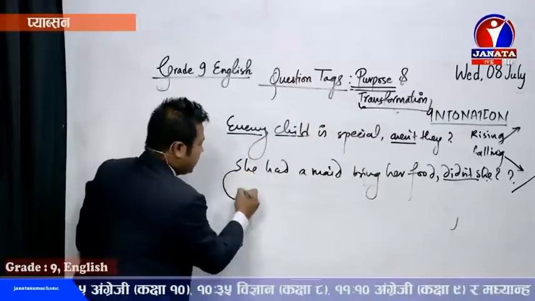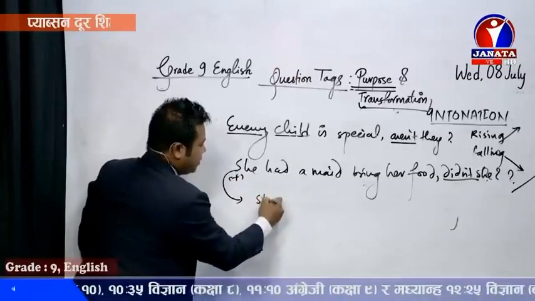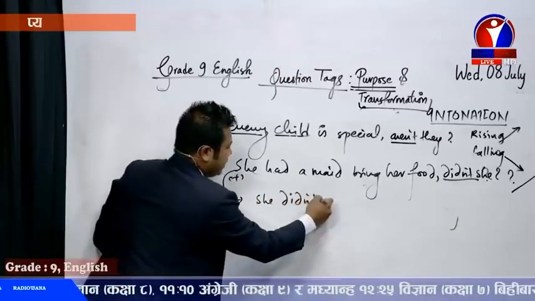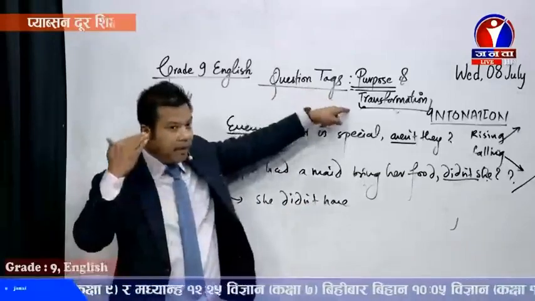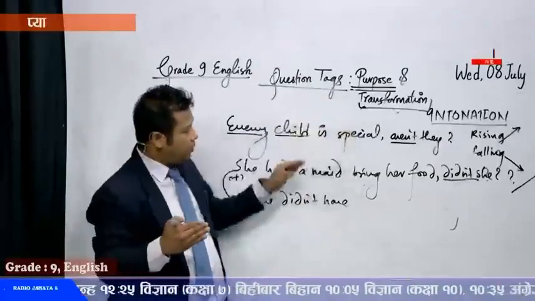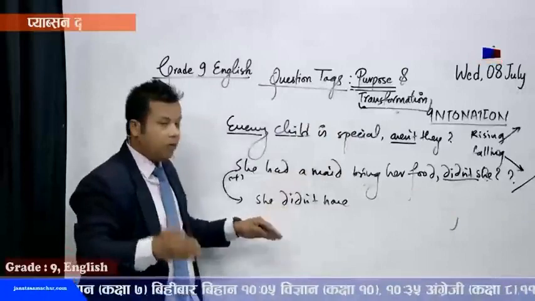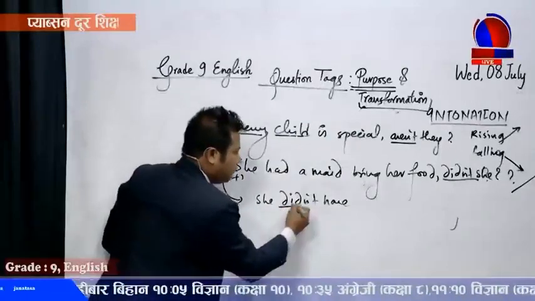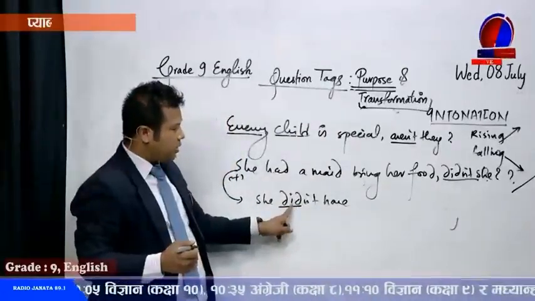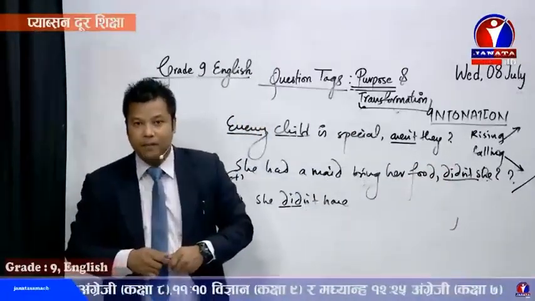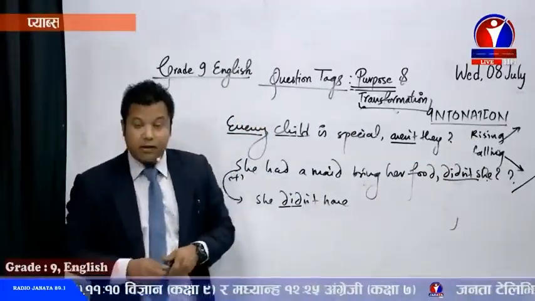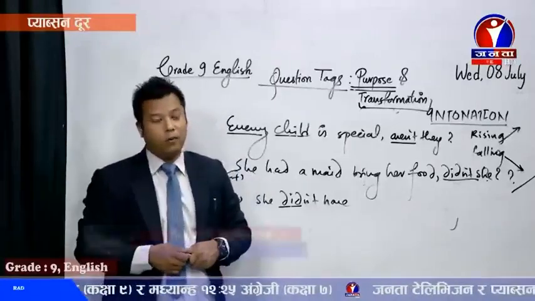This is a positive statement. The negative statement is she didn't have. So my idea is for all sentences, if they are positive, transform them into negative. And when you transform them into negative, what verb do you get? First, use the same verb to make a tag. Tags will become easy.